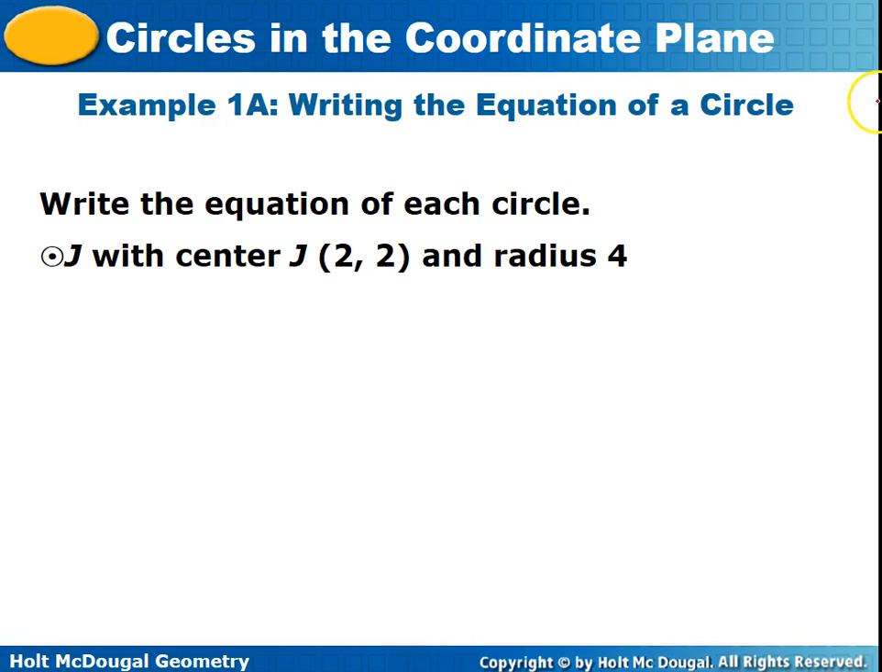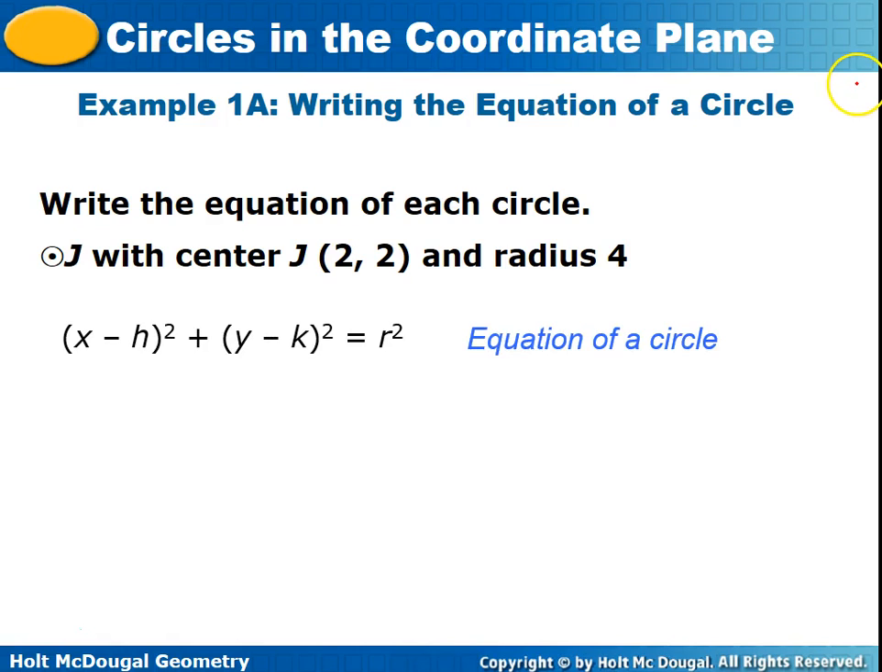So this says write the equation of each circle. Circle J with a center of J, which is (2, 2), and a radius of 4. So our formula again for the equation of a circle is x minus h squared plus y minus k squared equals r squared. So we're going to go up here and look and see what we have. This says that this is the center. That means this is my h and this is my k, because again, it's my center. And it says our radius is 4, so we know that 4 is going to be equal to r.